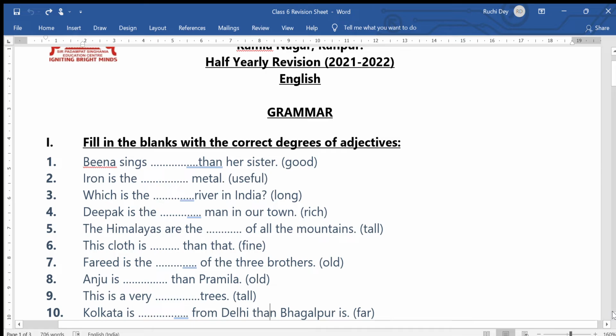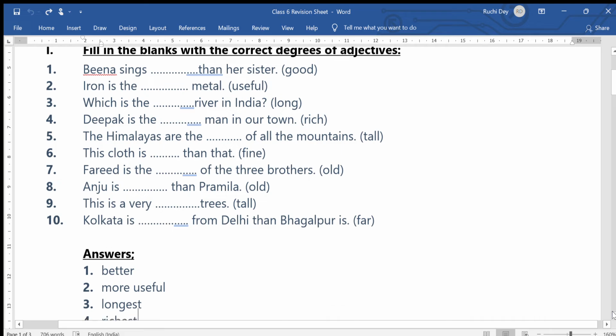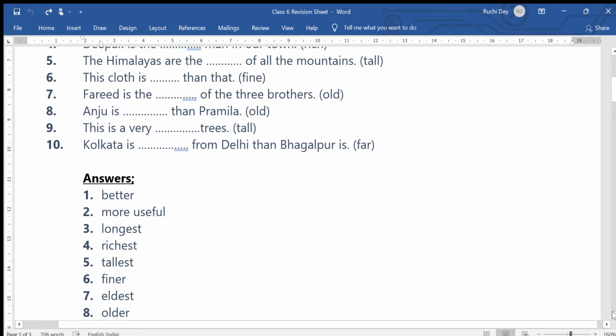This cloth is dash than that. And the word we need is fine. Now here we don't have the, so it's not a superlative form. We have than, so it's going to be a comparative form. This cloth is finer than that. The next one, Farid is the dash of the three brothers. Now here, if you see, you have the mentioned and there are three of them. So, as the answer goes, eldest.